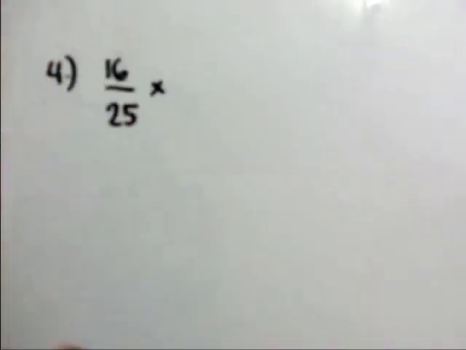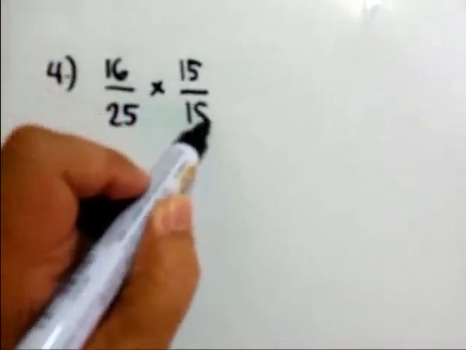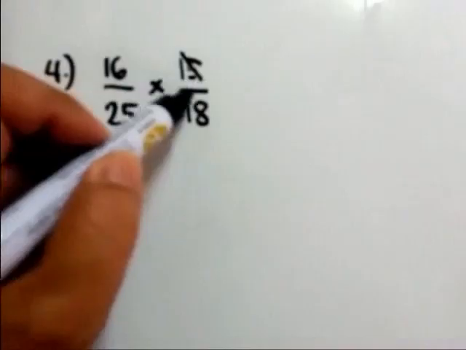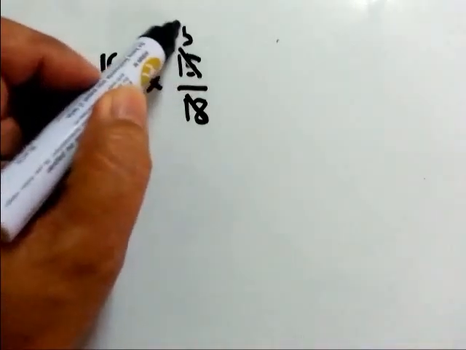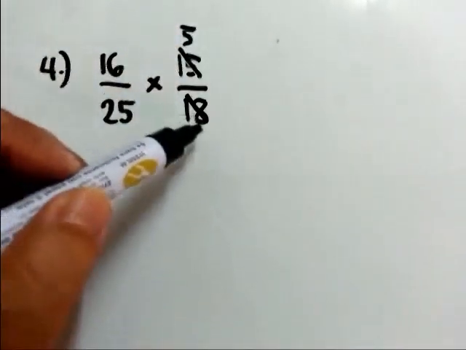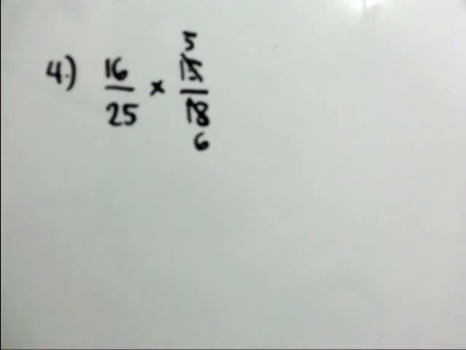Number 4. 16 over 25 times 15 over 18. 15 over 18 is not in its lowest term. 15 and 18 can be divided by 3. 15 divided by 3 equals 5. 18 divided by 3 equals 6. So we have 16 over 25 times 5 over 6.